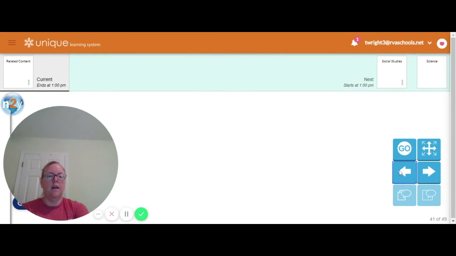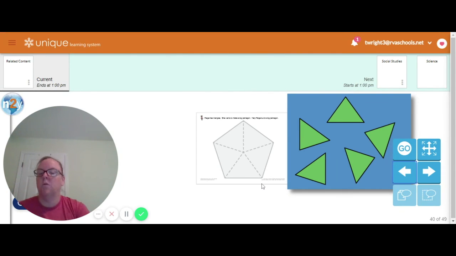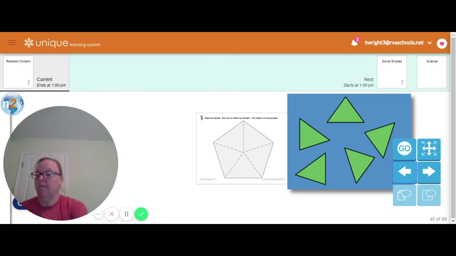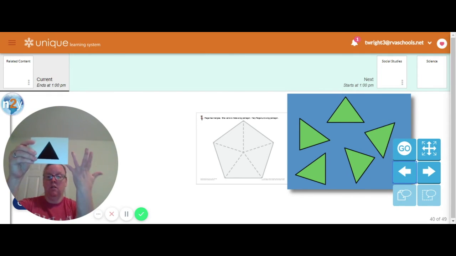All right, let's see how many triangles can fit into a pentagon. 5 sides. Let's count the triangles. These are the triangles here. 1, 2, 3, 4, 5. 5 triangles can fit into a pentagon.